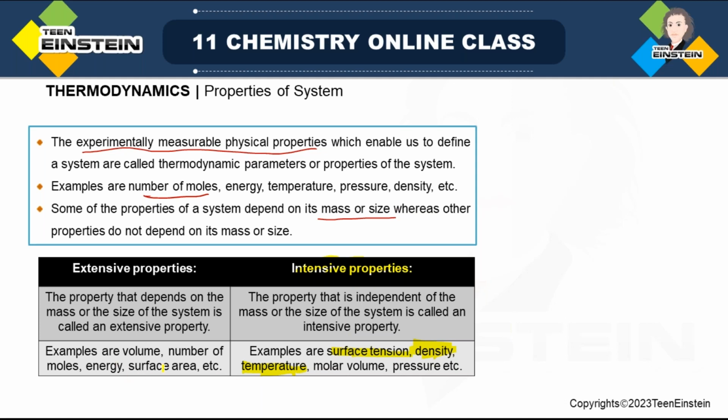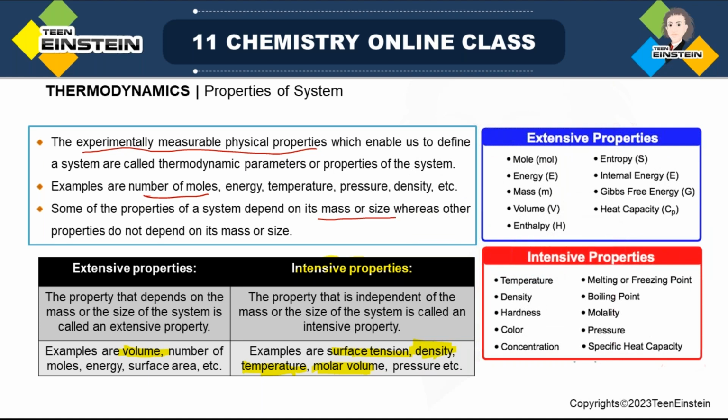Then one important difference you can see: when it is extensive we have the example of volume, but when it is intensive it is molar volume. If you want to know the volume of a system, obviously you have to know the mass or size. It is dependent on mass and size. But molar volume means what? Volume of 1 mole. So you have already fixed the amount. It is 1 mole, Avogadro number of particles. So when you are talking about molar volume, you don't have to know the total mass or size. That is why it is intensive. But if it is simply volume, then it will be extensive.